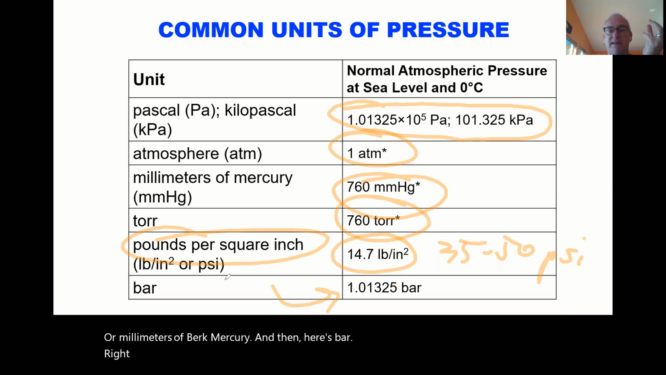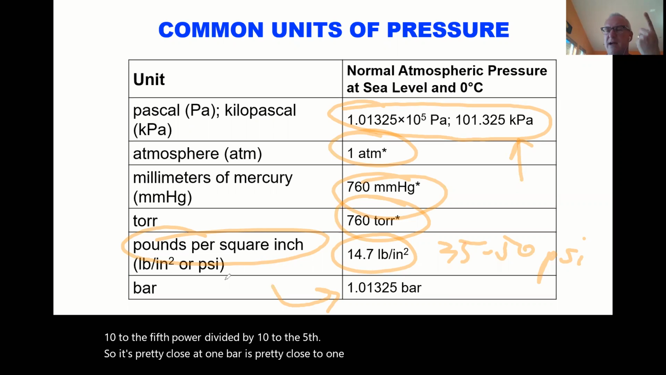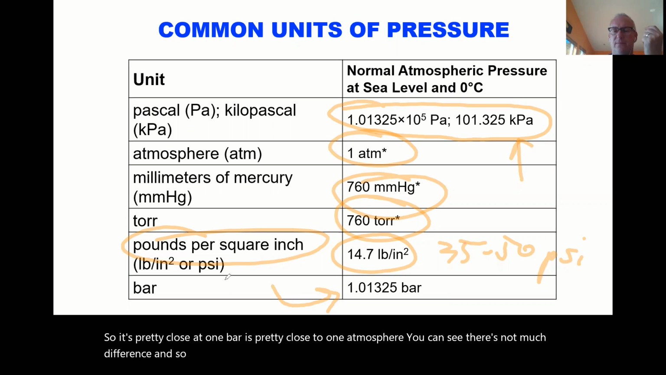And bar is basically kilopascals times 10 to the 5th, or divide it by 10 to the 5th. So it's pretty close. 1 bar is pretty close to 1 atmosphere. You can see there's not much difference. And so a millibar would be this divided by 1,000.